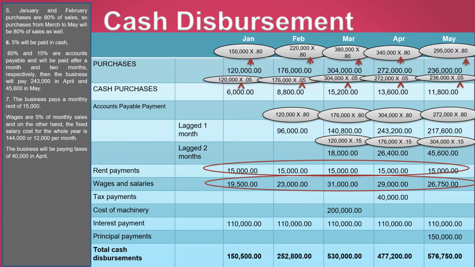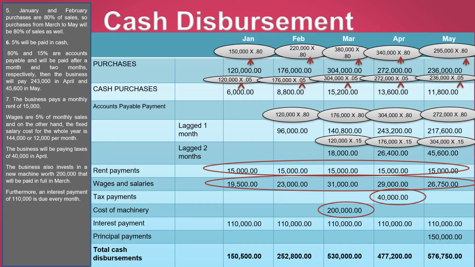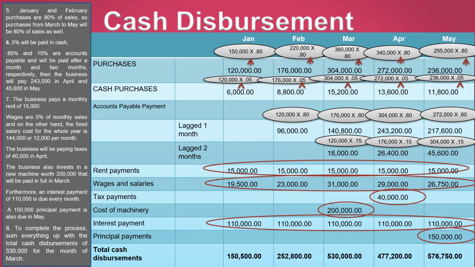The business will be paying taxes of 40,000 in April. The business also invests in a new machine worth 200,000 that will be paid in full in March. Furthermore, an interest payment of 110,000 is due every month. So we have to post 110,000 monthly. And then a 150,000 principal amount payment is also due in May.